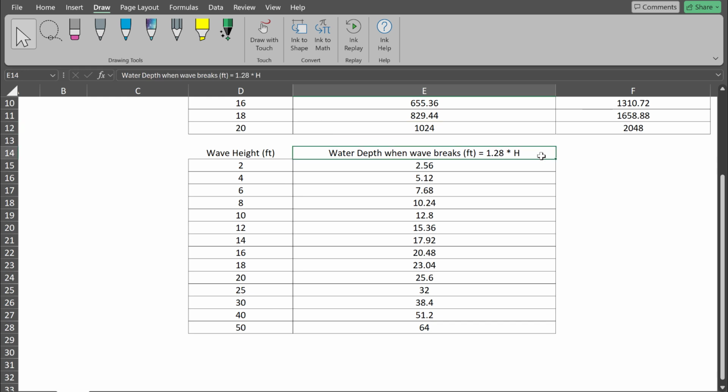So for a 2-foot high wave to break, the water depth is 1.28 times the height of the wave. And that's true wave height, from crest to trough. So at 2.56 feet of depth, this 2-foot wave begins to tumble over. So this ratio, the depth to height of the wave, or the height to the depth of the wave, whatever you want to do, that ratio is what causes a wave to break.